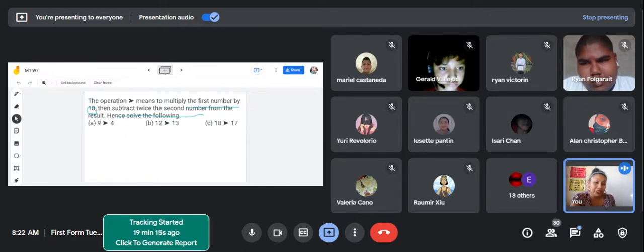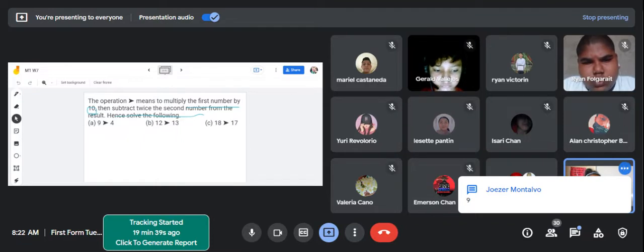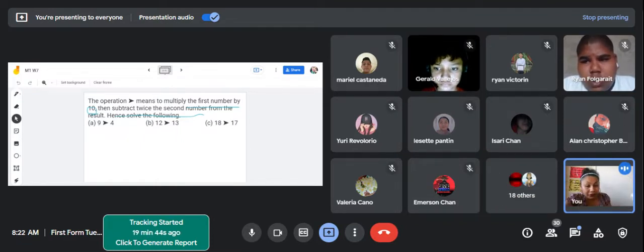The first part says multiply the first number by 10. And then when we have that answer, then we're going to be doing the second part. All right? So I'm going to work with A. A has 9 and 4. Which one is the first number? 9. Very good. So that means that 4 is the second number, right?